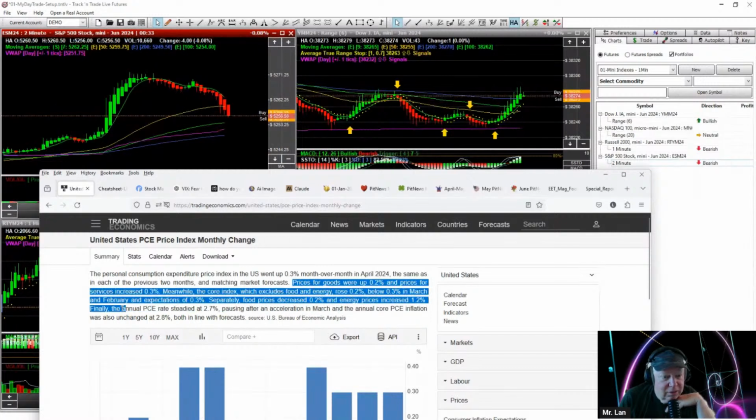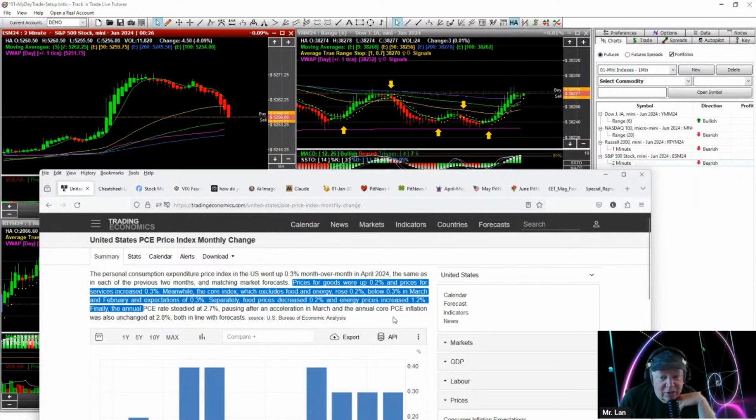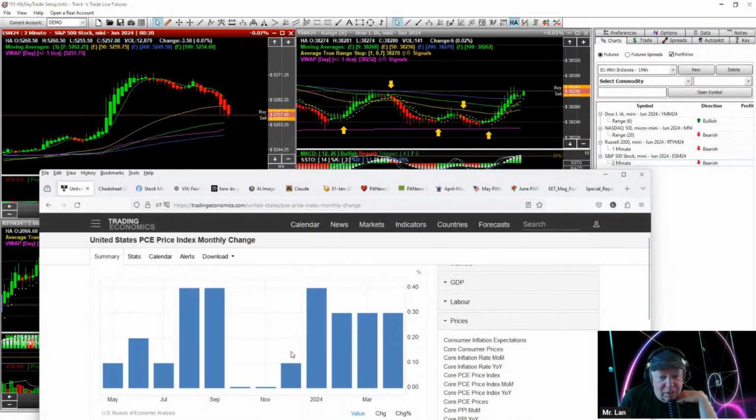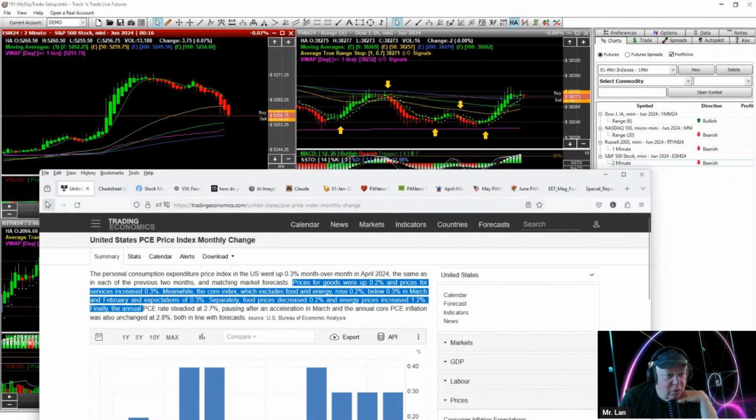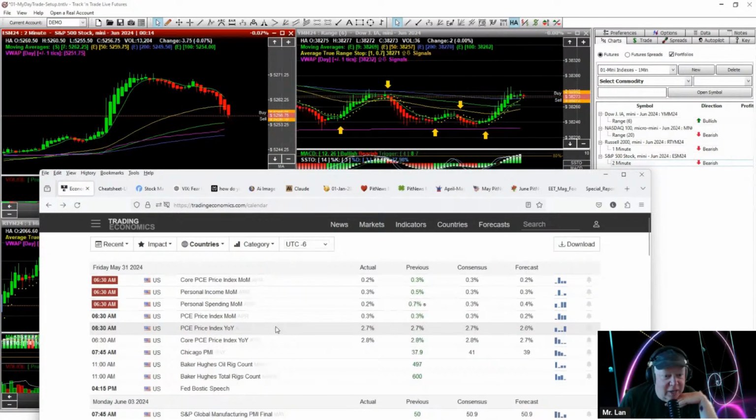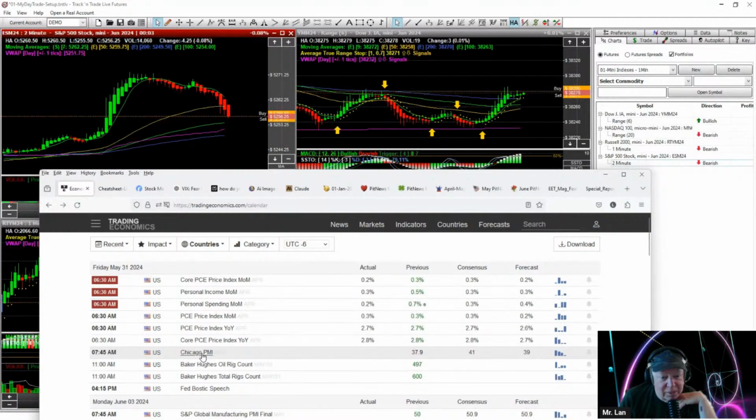All right. Finally, the annual PCE rate established 2.7, pausing after an acceleration in March, and the annual core PCE inflation were also unchanged at 2.8, both in line with forecasts. So no change. Looks like it's just been kind of the same. So I don't think we're going to see a whole lot of action out of that. And that's what we're kind of looking for, right? A little bit. It rallied up, and then it's just kind of coming right back down to the VWAP once again.